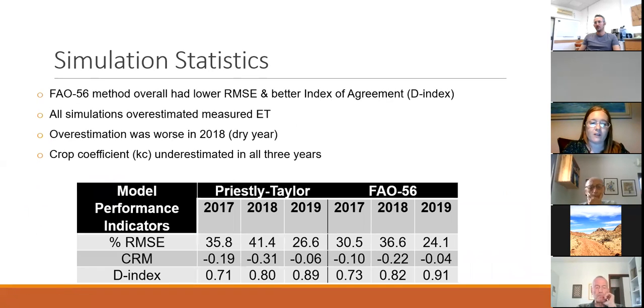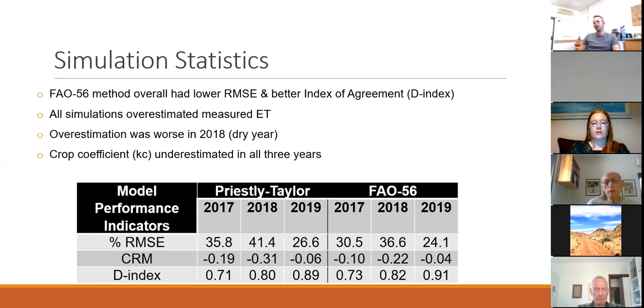So comparing our simulations, we used a few statistical indices. First is the mean squared error, which most people are familiar with. We also use the coefficient of residual mass, which gives an idea of over or underestimation.